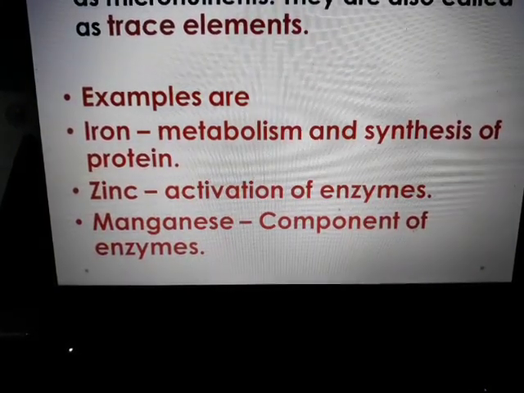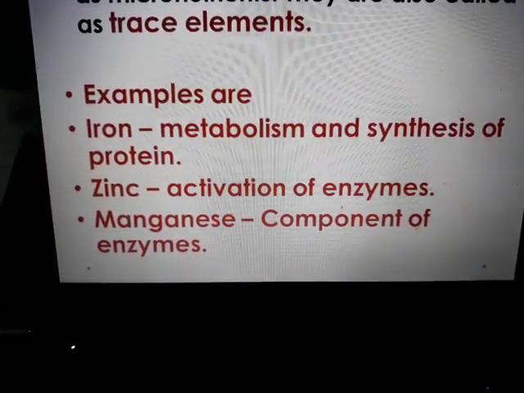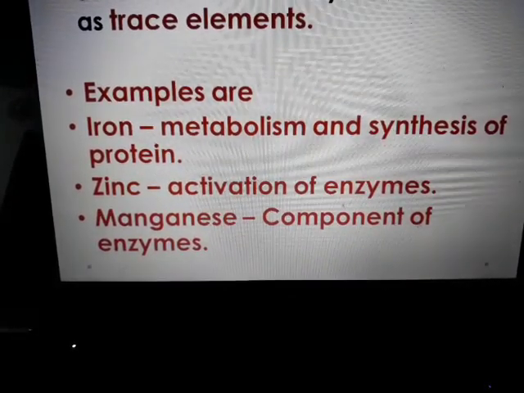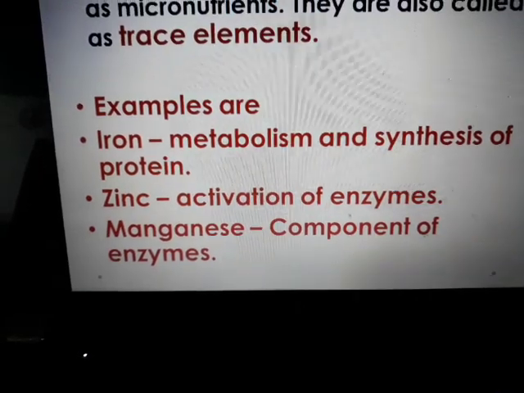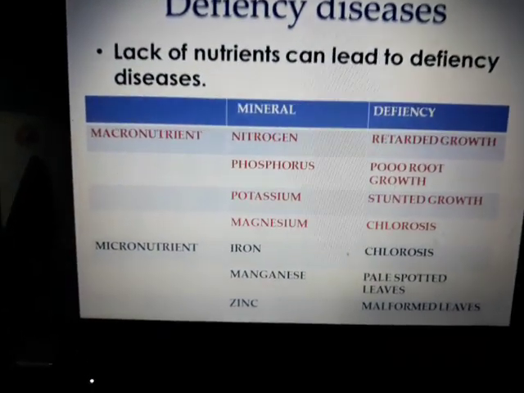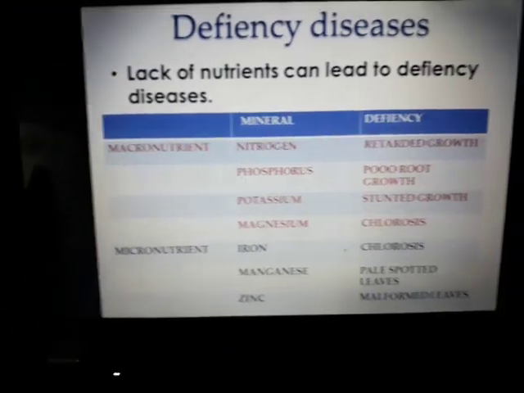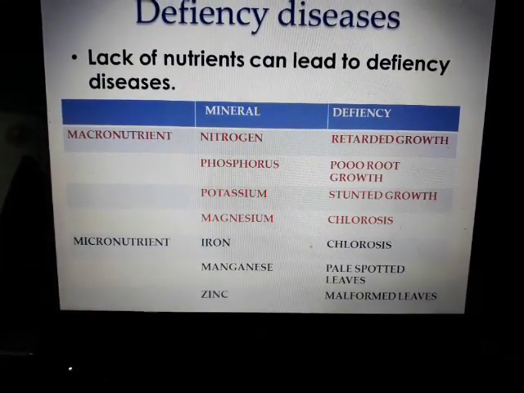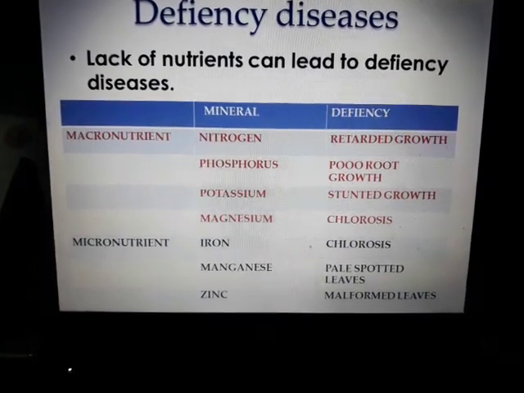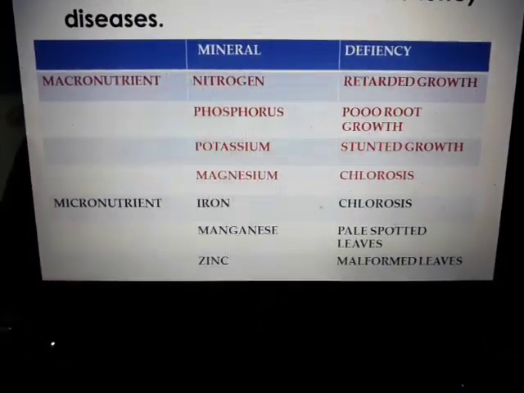The function of iron is metabolism and synthesis of protein. Zinc, activation of enzymes. Manganese, component of enzymes. So here's a table. Also the last part is lack of nutrients is going to lead to deficiency diseases, just like we face certain deficiency diseases. Here is the case with the plants.